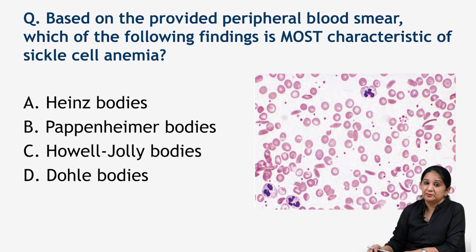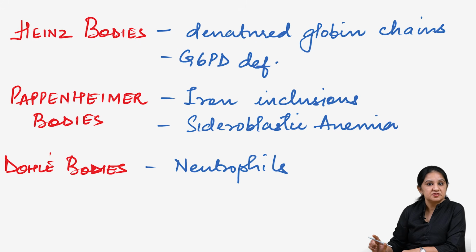What are Howell-Jolly bodies? These are single dot nuclear remnants. Remember, single body, nuclear remnants. Now, Heinz bodies are also single bodies. What is the difference between Heinz body and Howell-Jolly bodies? Both of them are single dot inclusions. However, Howell-Jolly bodies are nuclear remnants and Heinz bodies are denatured globin chains.